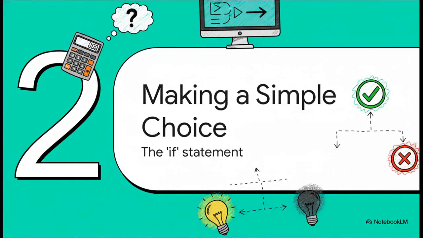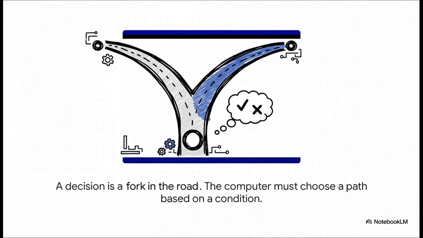All right, section 2, making a simple choice, where we'll introduce the if statement. So the computer can reliably look at an expression and get a single number. Now for the fun part. How does it use that ability to make an actual choice? For a computer, a decision is literally a fork in the road. It gets to a point where it has to check a condition. Is something true or is it false? Based on that one single answer, the entire flow of the program can change completely.